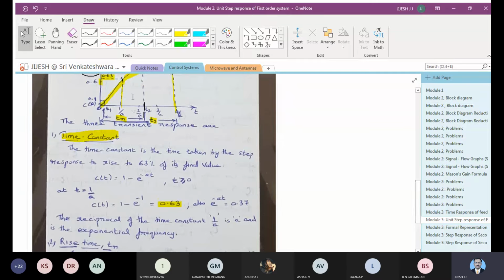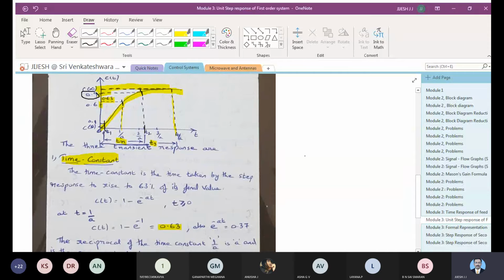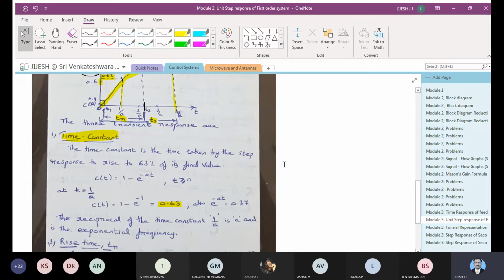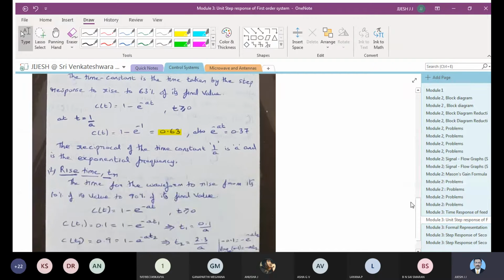You can see that it is clearly drawn in the diagram. From this point at 10% to the 90% point here, how much time the system takes to reach that point is called the rise time. You can just write down the definition: the time for the waveform to rise from 10% of the final value to 90% of the final value.